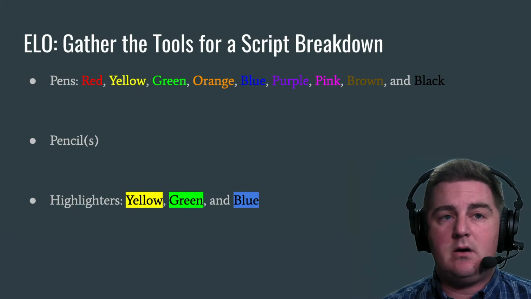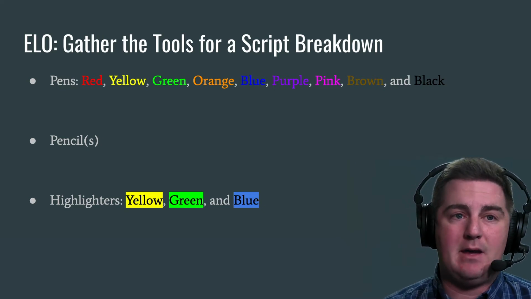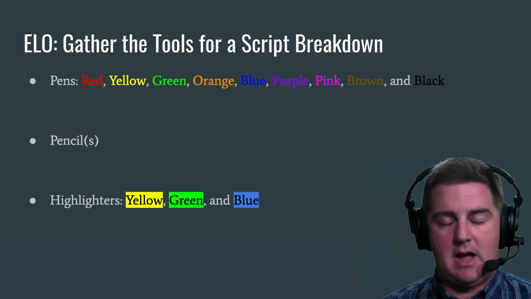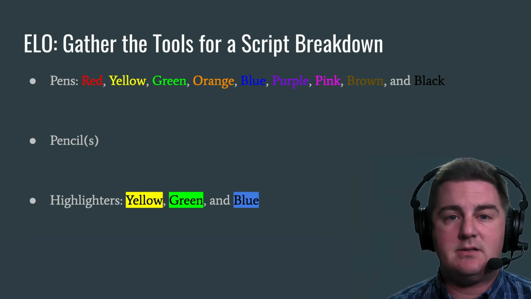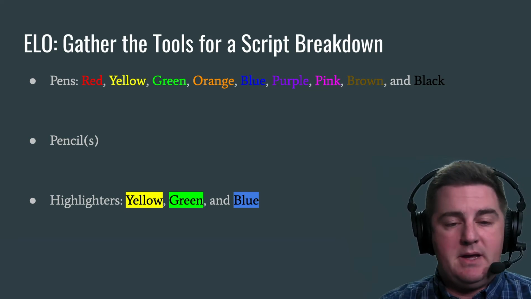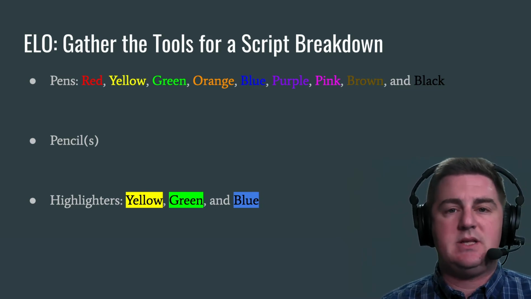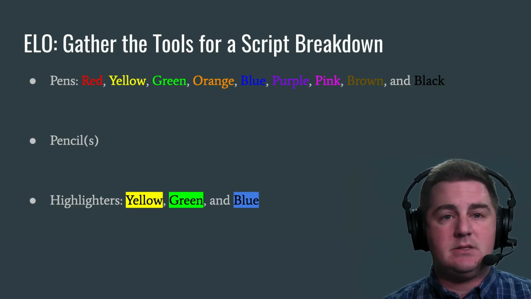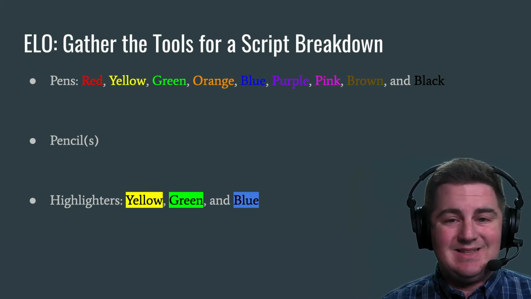So these are the tools that you actually need to conduct a script breakdown. We're going to need red, yellow, green, orange, blue, purple, pink, brown, and black pens or colored pencils or highlighters, regular pencils, and then yellow, green, and blue are the specific highlighters that you'll actually need. This is based on kind of the most common sort of industry standard. There's not technically a standard, but this is the colors you're going to find most frequently. It's the colors that are most easily available on the internet.